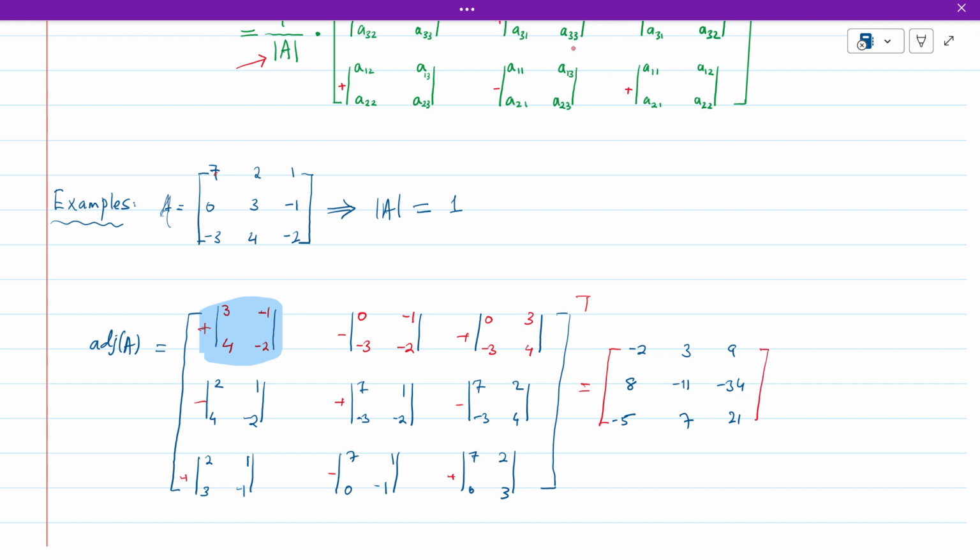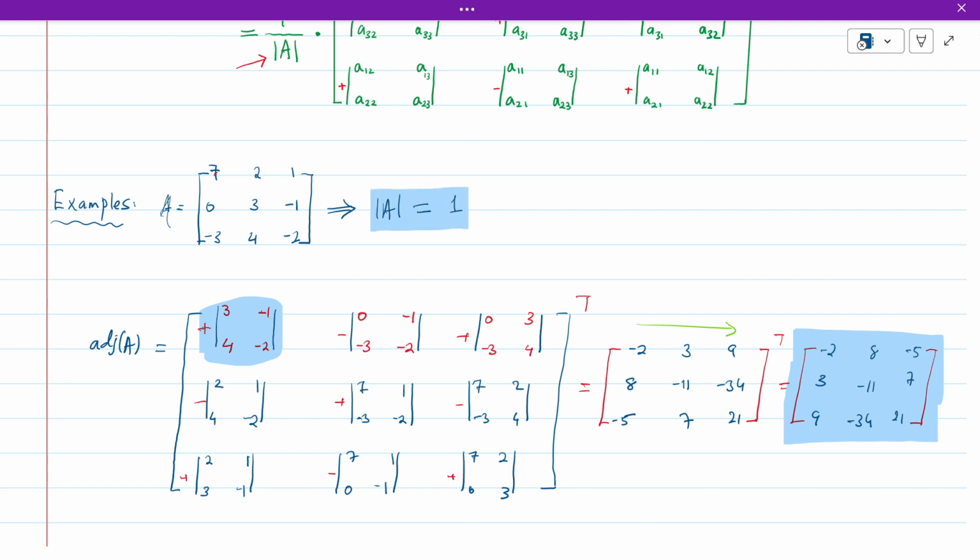Okay, this matrix transpose. So after you transpose it, you exchange the rows and the columns. So you take this row, you make it a column: negative 2, 3, 9, 8, negative 11, negative 34, negative 5, 7, 21. That's the adjugate. That is the adjugate of the given matrix A.